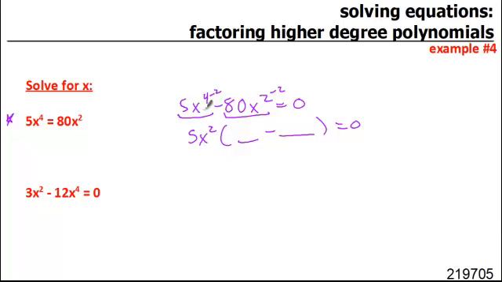So the 5 cancels. We get 4 minus 2, which gives us x squared. 5 out of the negative 80 leaves 16. X squared minus 2 gets rid of all of our x's, so it's just the 16 by itself. And then you can either use zero product rule here, or you can continue to factor.